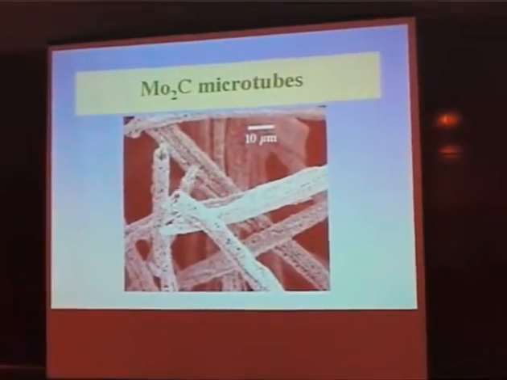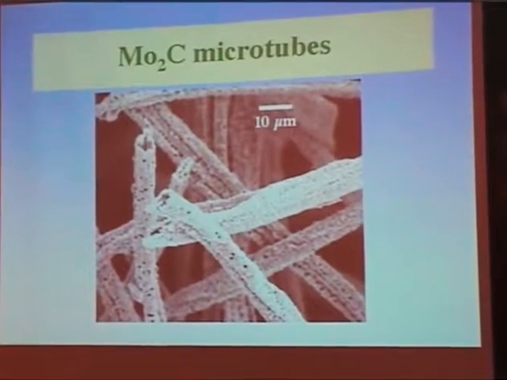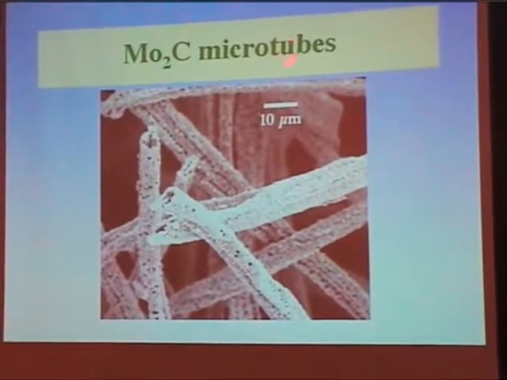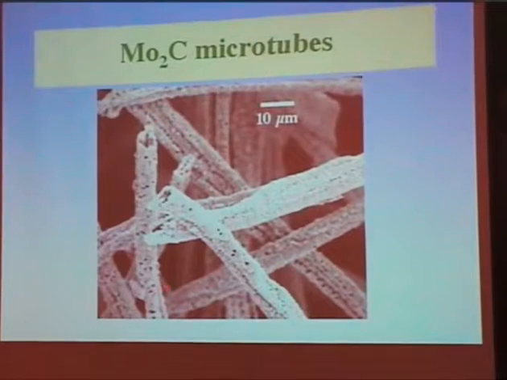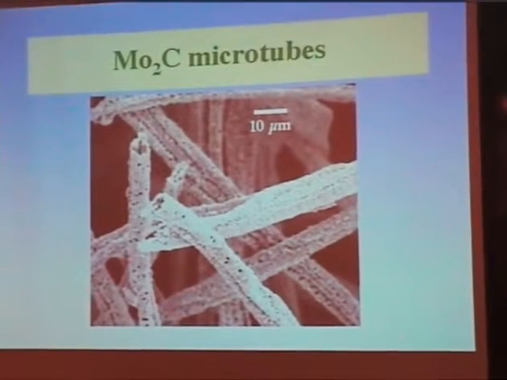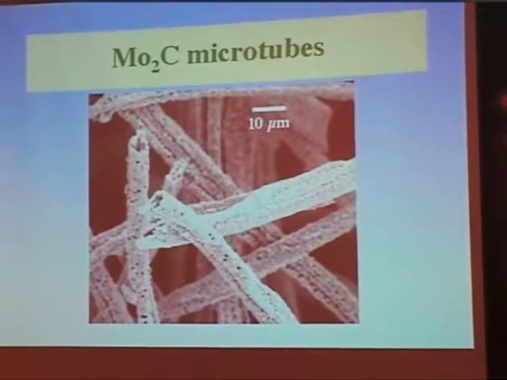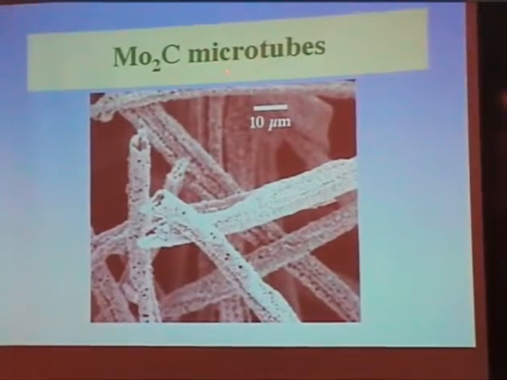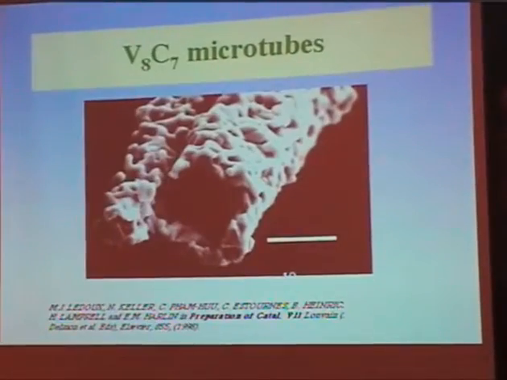And some of the examples of what we can do with carbides, now it's more exotic. We have microtubes of molybdenum carbides, and we are using these materials for other applications. It's micro, you will go later to nano. So there we have microtubes of vanadium carbides, so that also we can do now.